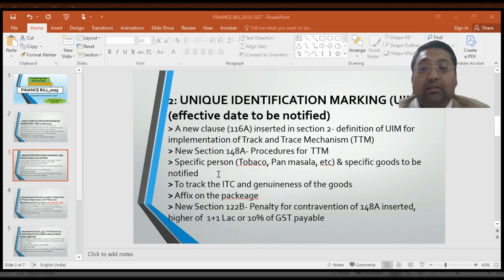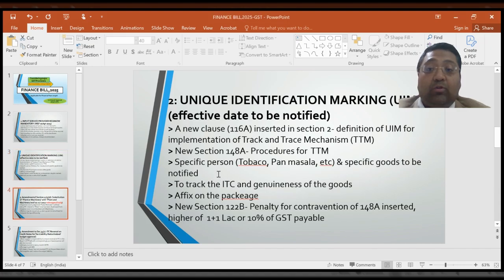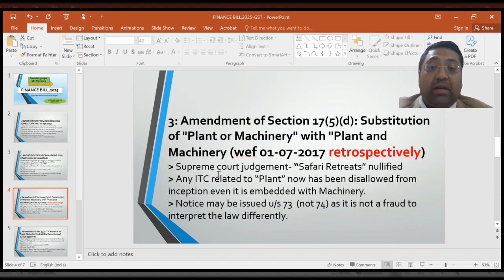Now we come to the third amendment, which is related to plant or machinery under section 17(5)(d), which has been amended retrospectively with effect from 1st July 2017. The term plant or machinery is replaced with plant and machinery. This nullifies the Supreme Court's Safari Retreats judgment and disallows ITC on plant even if it is embedded with machinery.